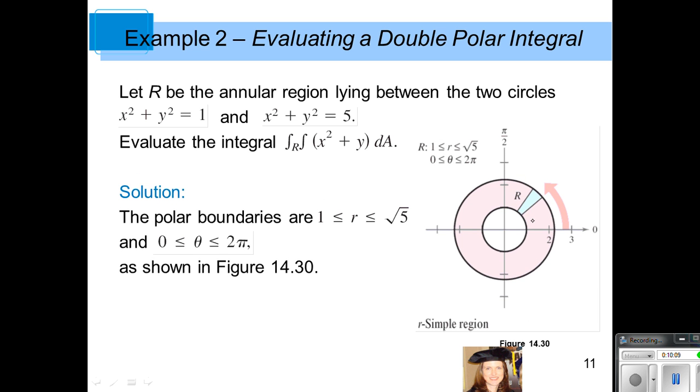So here we have a sketch of the graph. Notice you can slice it like a pie, and this is considered to be an r simple region. So the boundary, that shaded part here for r, is our smallest radius of 1 to the largest radius of the square root of 5. And then your bounds for theta would be from your smallest angle 0 to your largest angle of 2 pi. So you would determine your bounds of integration, make the substitutions for x and y into polar form, and also rewrite differential area as r dr d theta.